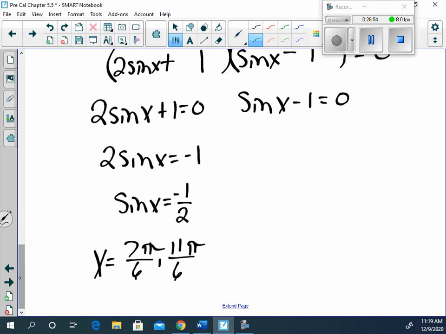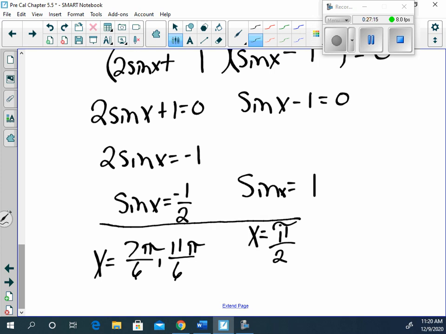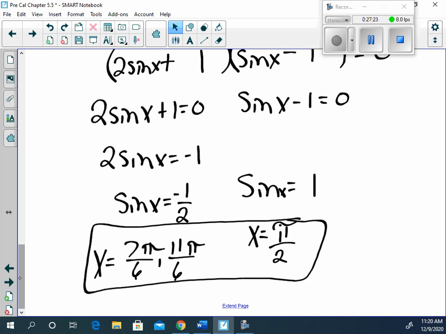And I think you got the other one as sine equals 1. Sine of x equals 1 is only one spot. That's where x is equal to pi over 2. Straight up. So 7 pi over 6, 11 pi over 6, and pi over 2.